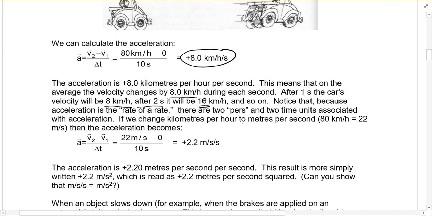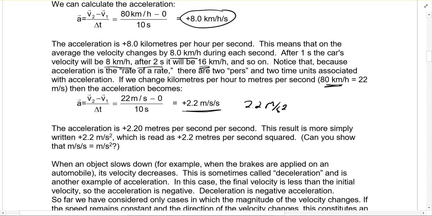If we change kilometers per hour to meters per second, remember you just divide by 3.6 to get 22 meters per second, then the acceleration becomes 22 meters per second over 10 seconds. So we got 2.2 meters per second per second, and we can rewrite that as 2.2 meters per second squared.